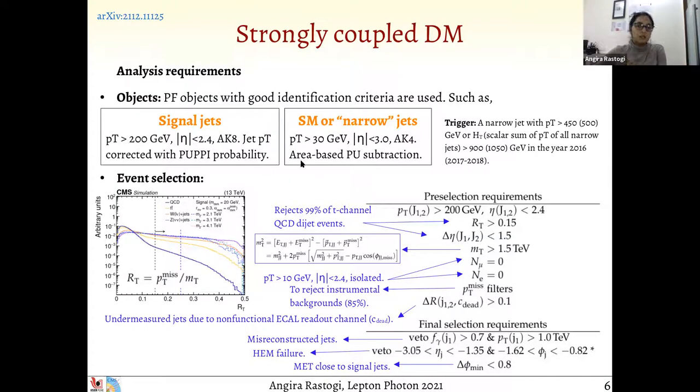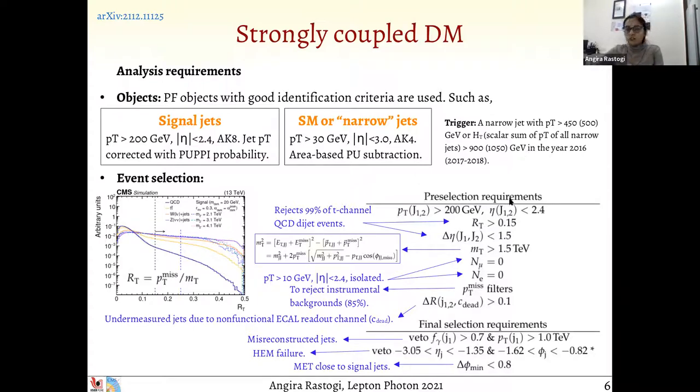Okay, so going into the analysis details, we have two different selections of jets. First are the signal jets, which are AK8 jets with pT above 200 GeV, and they are corrected with the PUPPI algorithm for pileup. And we have Standard Model or narrow jets, which are AK4 jets with pT above 30 GeV, and they have area-based pileup subtraction. These narrow jets are used for the trigger selection and also to remove instrumental background.